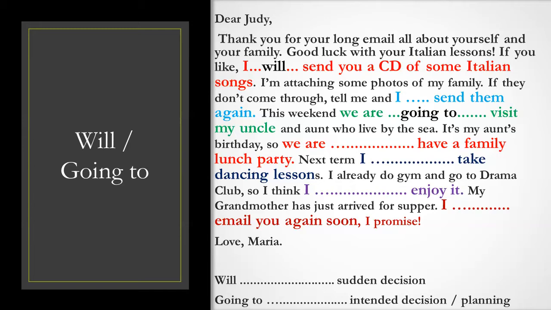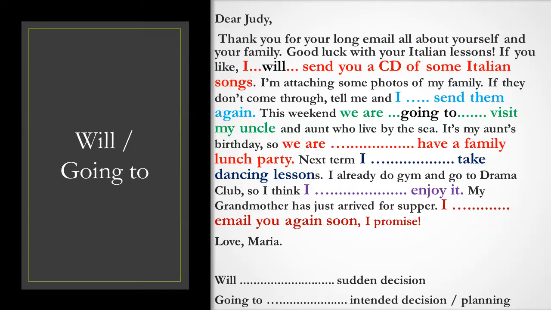I am attaching some photos of my family. If they don't come through, tell me and I will send them again. Again she has to make the decision when the other person tells her whether they have received the photos or not. So this will be I will send them again. The rest of the exercise you have to do by yourself. It's very easy and you are also given answers for this. You can check them at the end of the video. So do this exercise yourself.